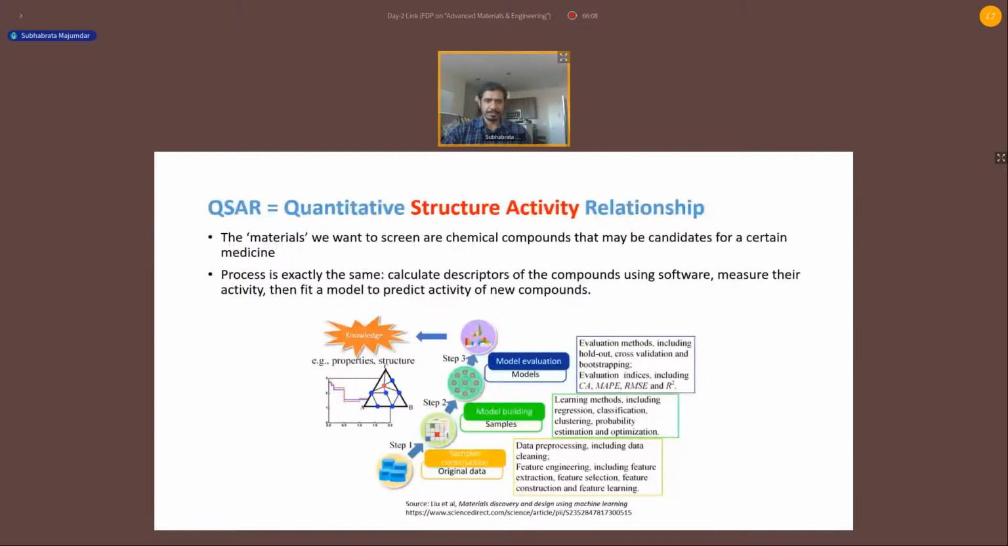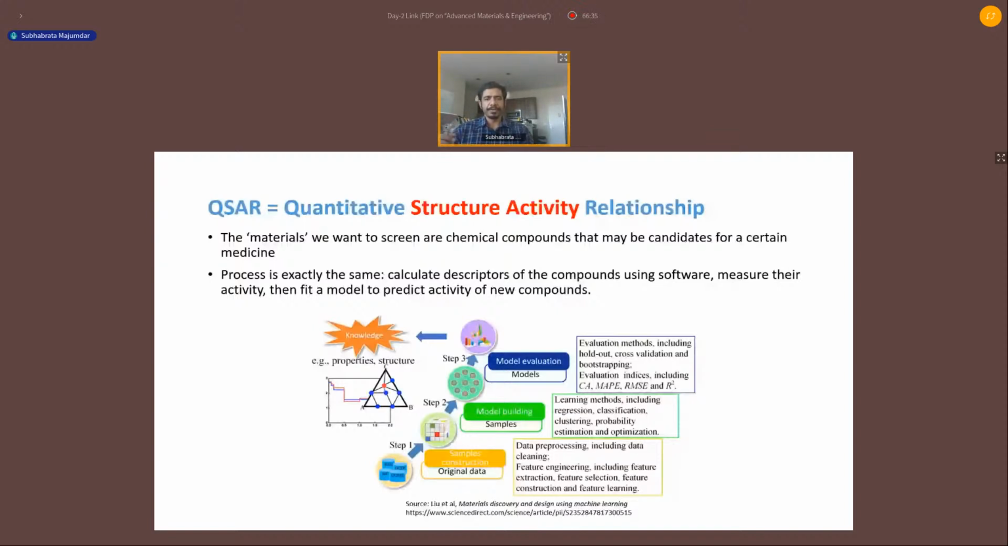But the purpose is the same, is that we want to shortlist a number of chemical compounds from a large number of compounds. And the process is exactly the same as I had mentioned before. You calculate descriptors using some softwares that are very contextual to the chemical community. A lot of people have their own in-house software, a lot of companies or universities.